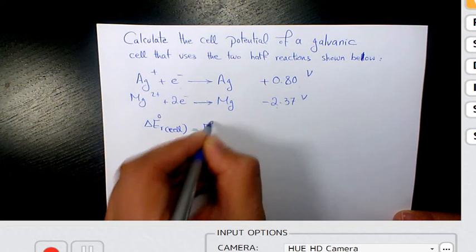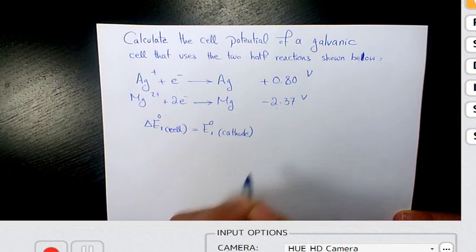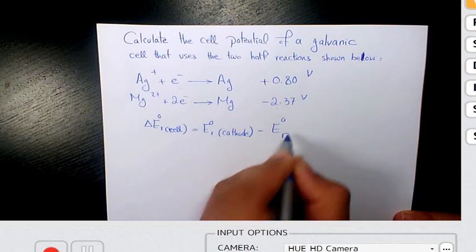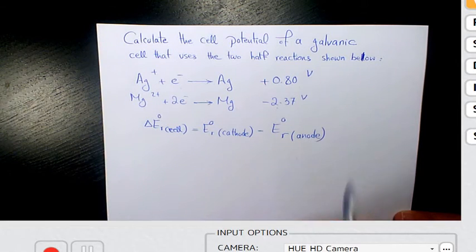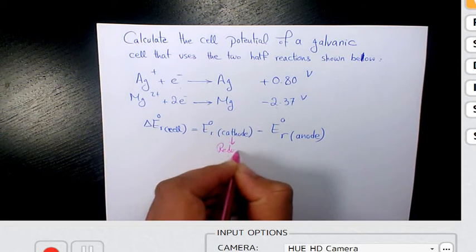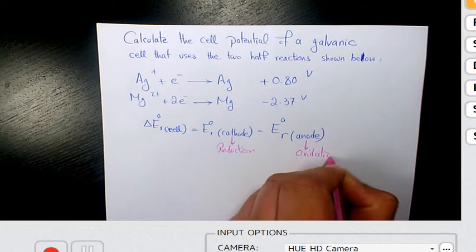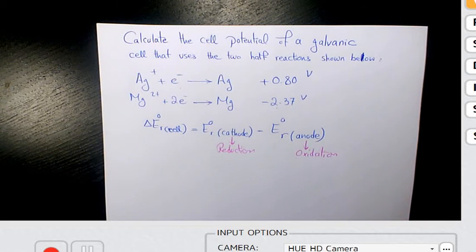Equals to standard reduction potential of cathode minus standard reduction potential of the anode. And you know, in cathode we have reduction, and in anode we have oxidation. Where do we find this information? We find it in a table related to standard reduction potential.